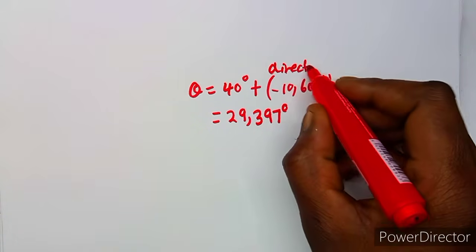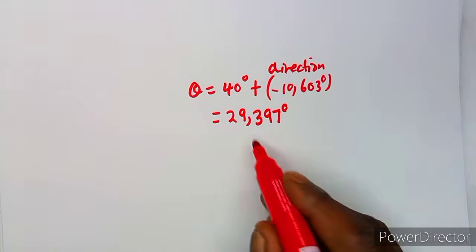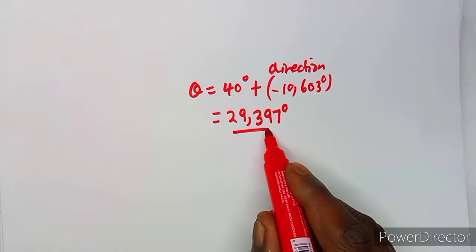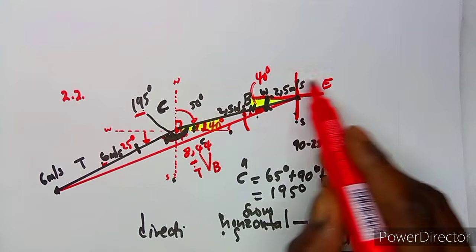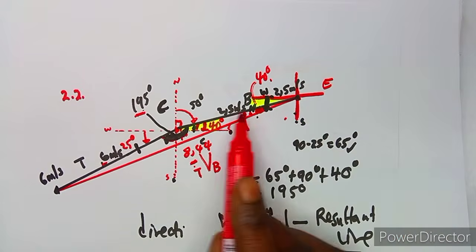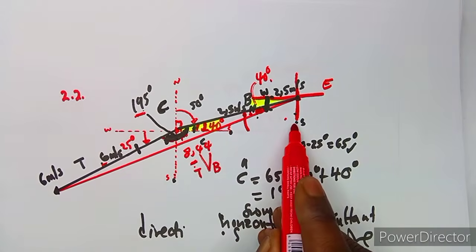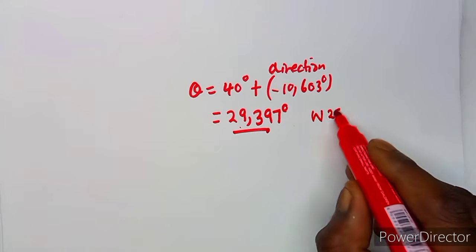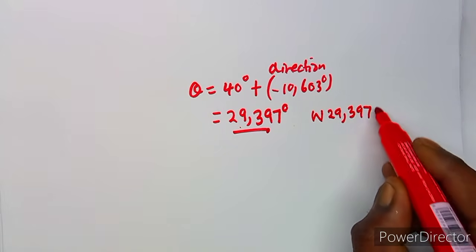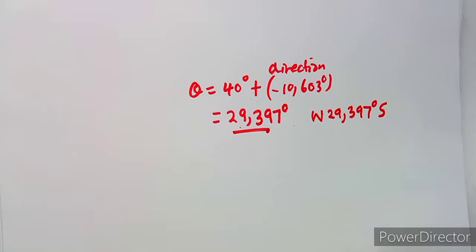Remember, the theta is representing the direction. So which direction are we talking about here? This is the west, because this is east, guys. This is west, south. So it's from the west to the south. So it is going to be west 29,397 degrees to the south. All right, so that is what we are going to have.